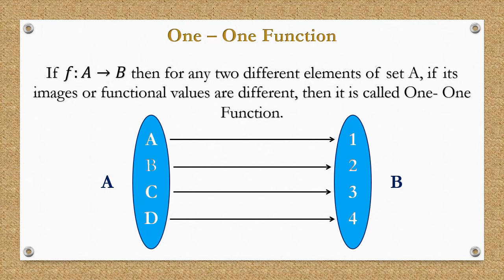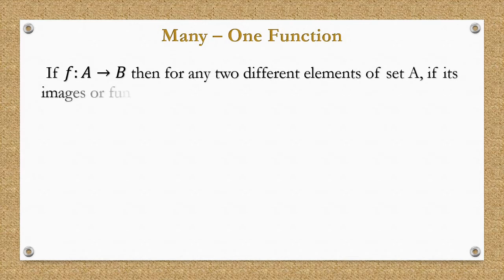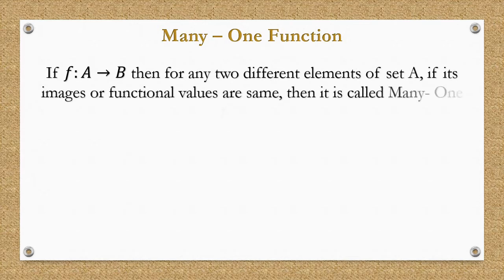Okay. Starting with the next one, many-one function. If we compare the words here, f is a function from set A to B, then for any two different elements of set A, if its images or functional values are same, then it is called many-one function. So we can take randomly any two values of domain A, and if we find that the answer for both of them is same, then we can say that it is a many-one function.